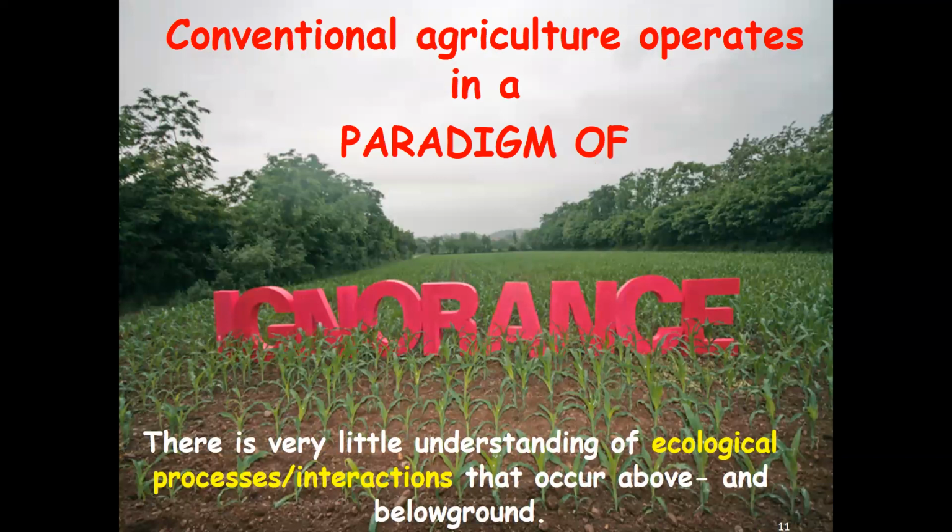So in this context, we can say then that conventional agriculture operates in a paradigm of ignorance, because there is very little understanding of the ecological processes or the interactions that occur in an agroecosystem, especially those that occur below ground, to say nothing of those that occur above ground.